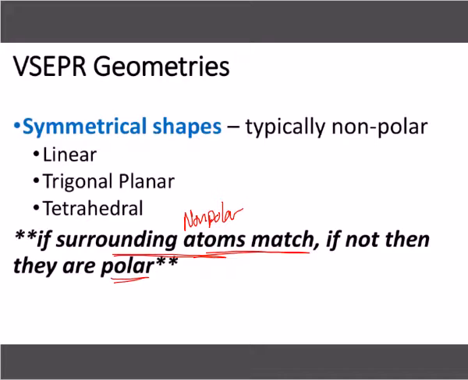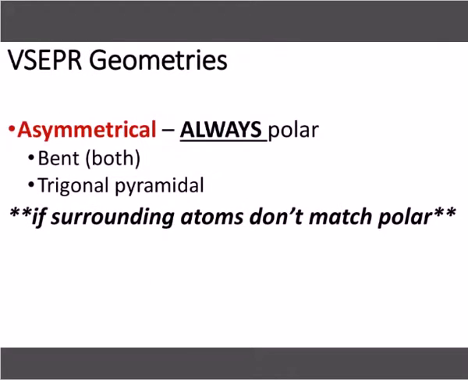But typically, these are the 3 shapes of our 6 that are going to be symmetrical. But again, surrounding atoms need to match. Okay, they need to match. If they don't match, then there's going to be an unequal sharing taking place in one of the directions, and you're going to have a polar molecule.